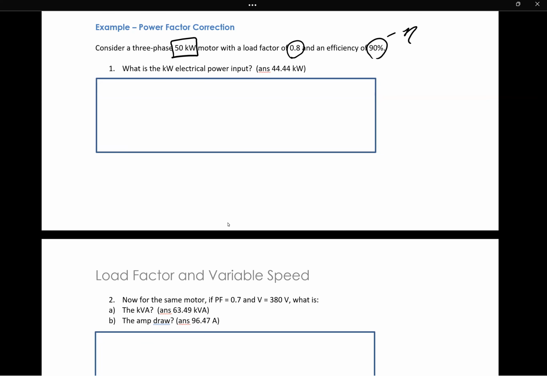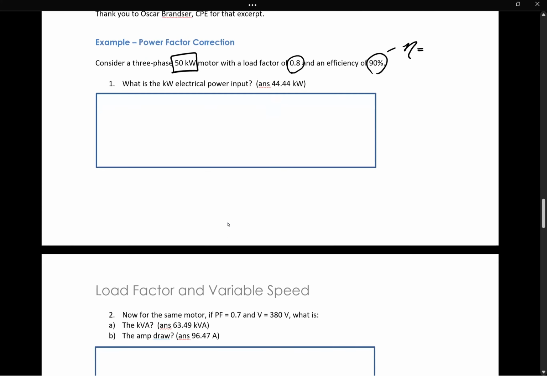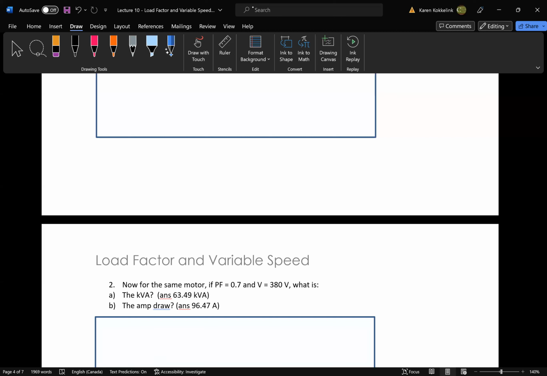So I would say η is equal to 0.9. That's our rated efficiency of this motor that we knew about when we bought it. And it's actually running at a power factor equal to 0.8, which is not an incredible power factor.